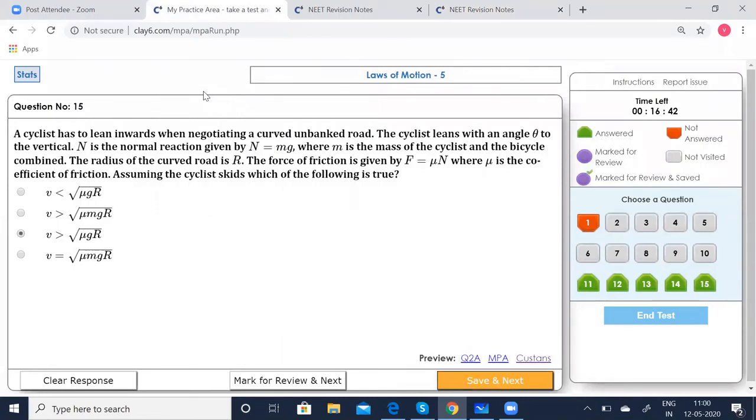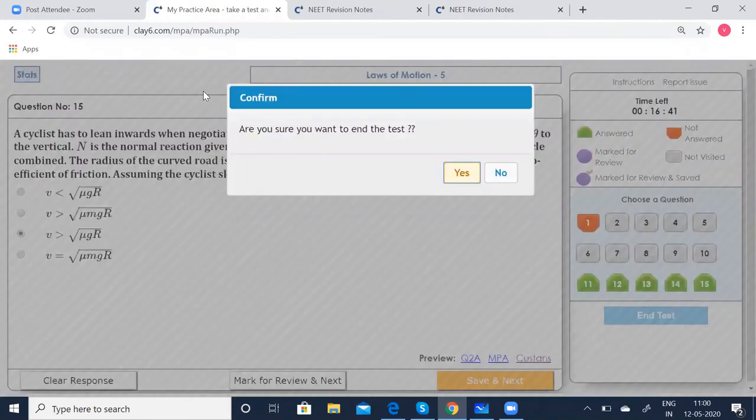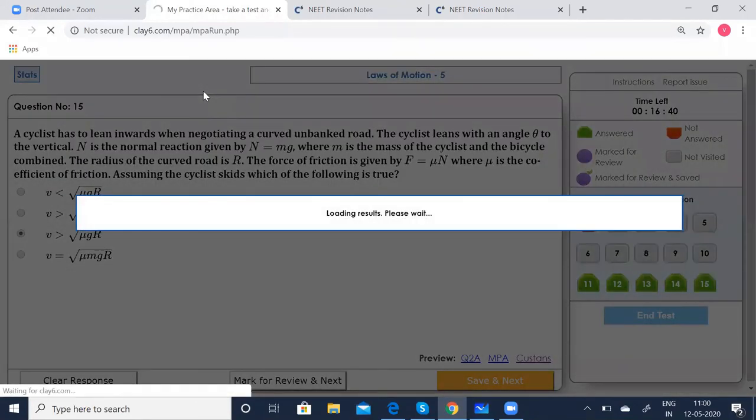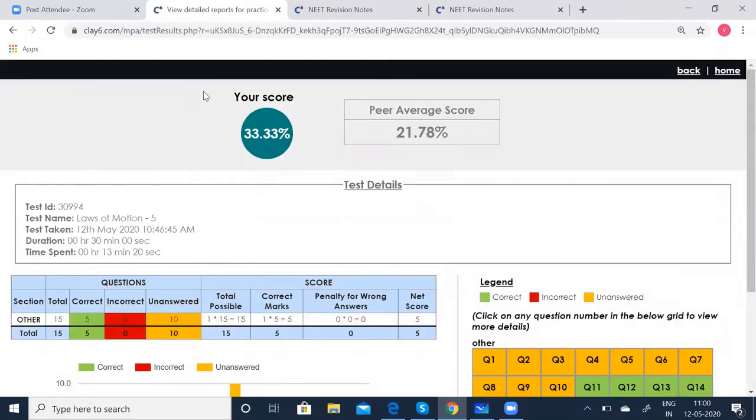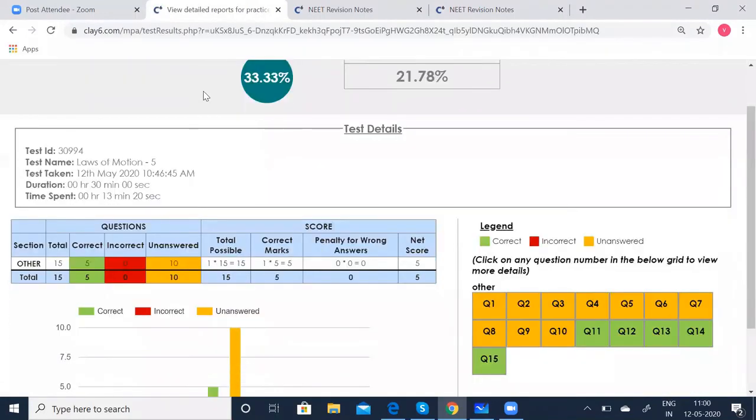Mark the correct option, save, and you can end the test. Finally, you can go and end the test. The results will be loading. Obviously, you can see that the correct answers are all marked in green, and the incorrect answers are marked in red. The yellow boxes show the unanswered questions.